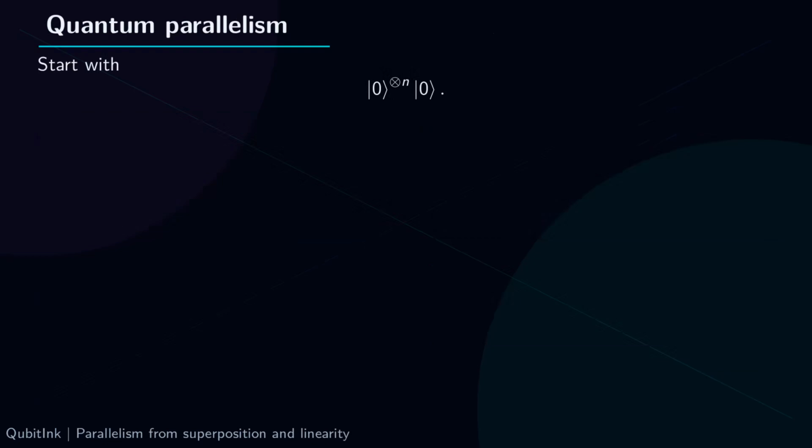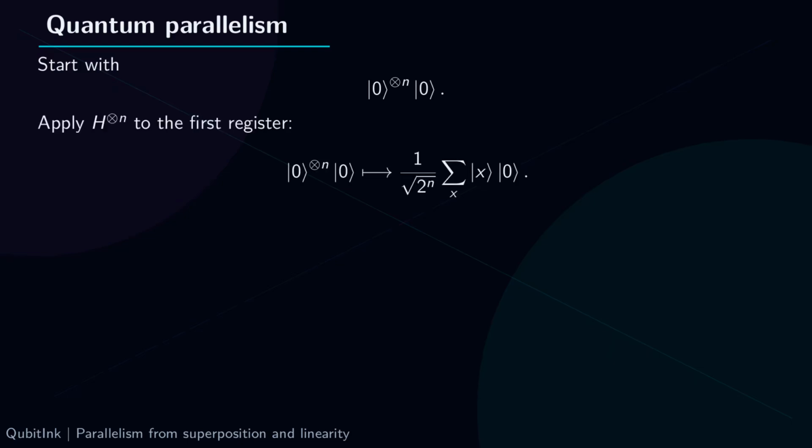We start with ket 0 tensor n, ket 0. The first register contains the input, and the second register is the target. After applying H tensor n to the first register, we obtain 1 over square root of 2 to the n, sum over x, ket x, ket 0. This is a superposition over all computational basis inputs.